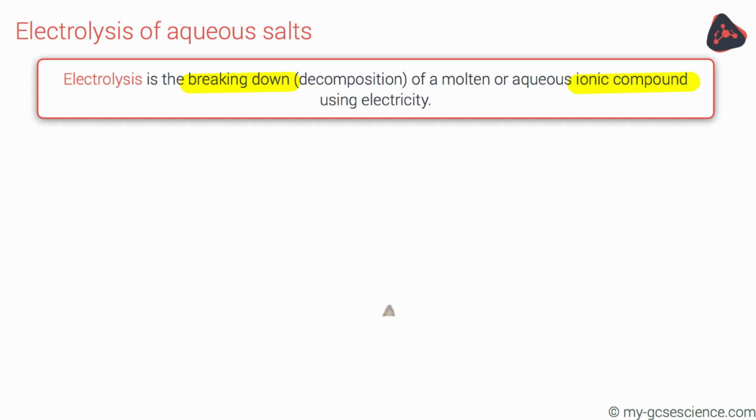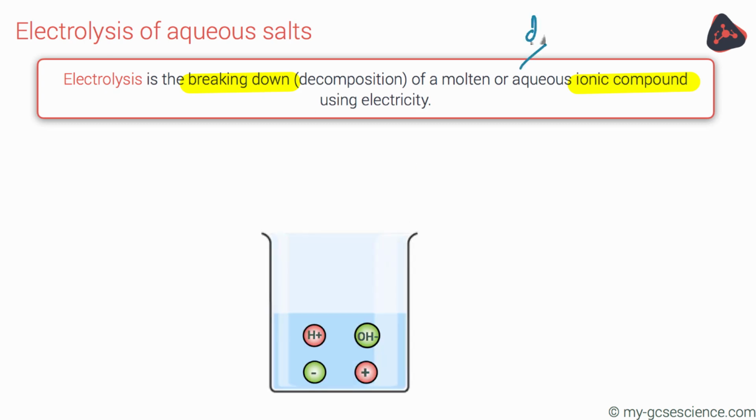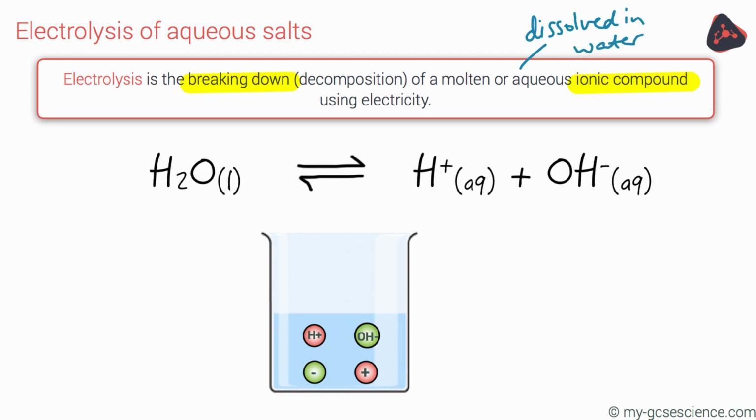It's still an ionic compound which therefore contains a positive and negative ion. However, because aqueous means dissolved in water, we're also going to have the water ions in there, and water breaks down into H+ and OH-. So in aqueous solutions, we're always going to have the positive and negative ions from the ionic compound, and the H+ and OH- ions from the water. And that's what makes it slightly more complicated, because only one of the positive ions and one of the negative ions can form at each electrode, so we have to predict which one will be formed.